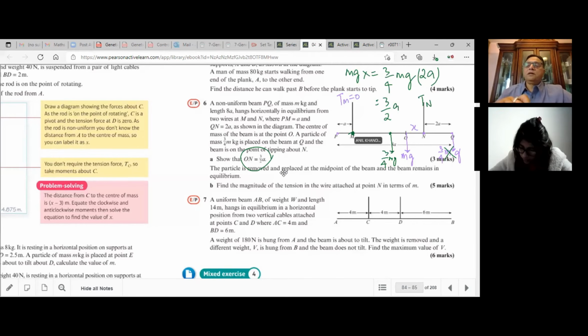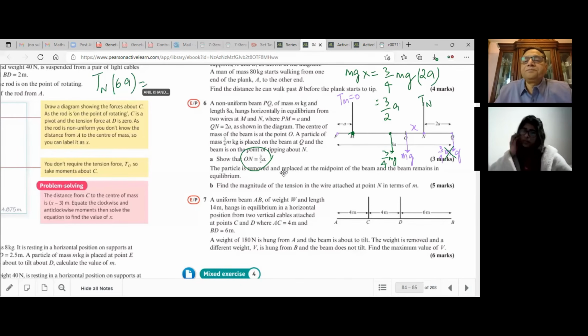We'll take moments about M, and it's in equilibrium. So does the anti-clockwise must equal the clockwise? Yeah. So tension at N is the only force which is anti-clockwise, others are clockwise. Do you see that? And N is how far away from M? M is 2a, we have to take away from 8a, so 6a away. So we have 3n times 6a equals.